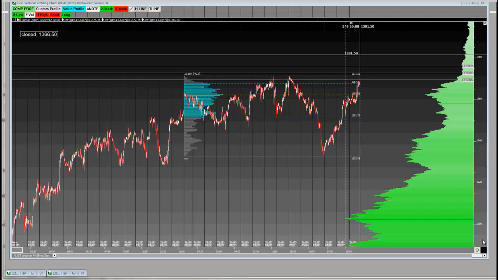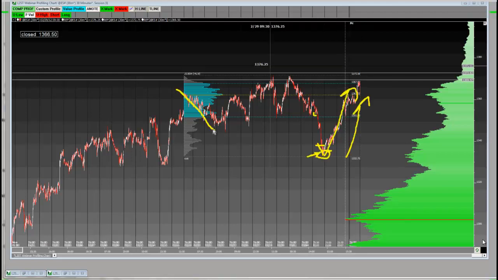So let's just review. We've covered finding a balanced market, sideways price action, mostly avoiding trading in the middle of the range. We have a key area of value to trade around.